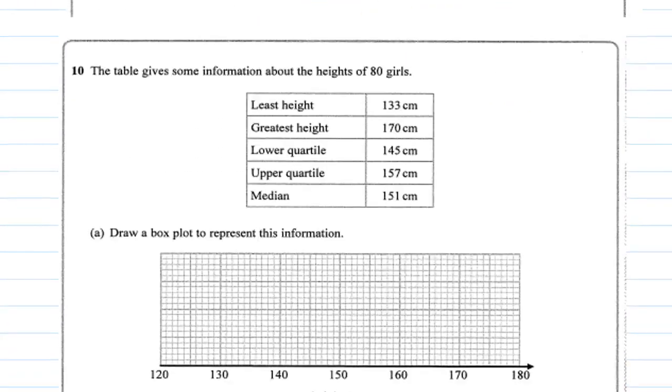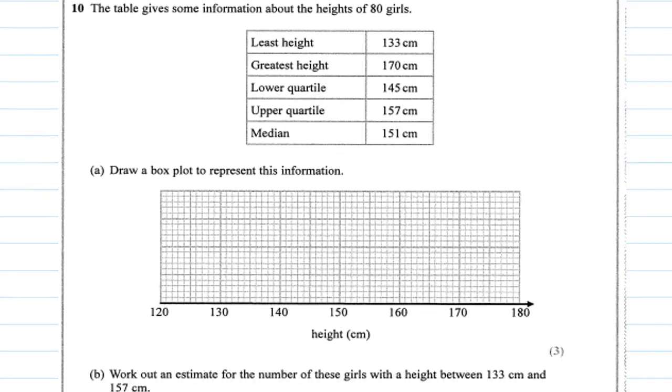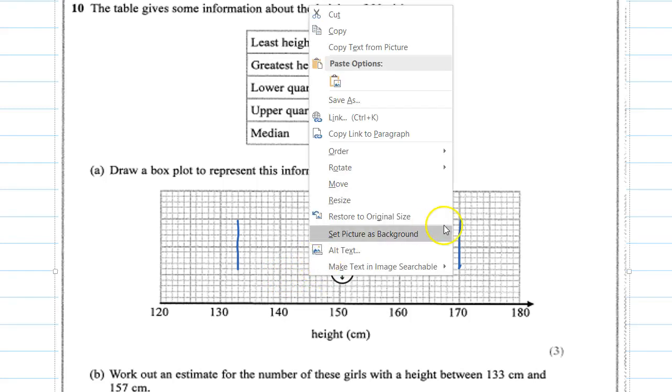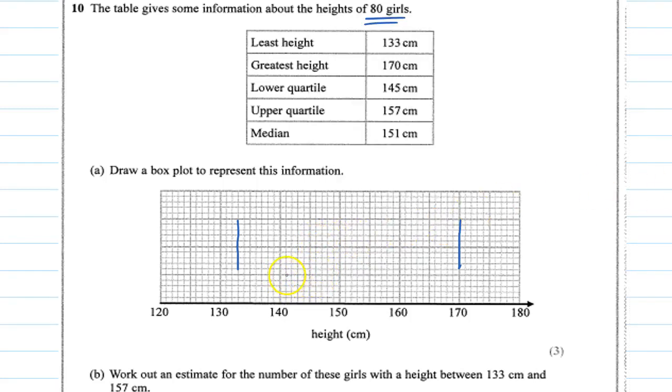Okay. So next question. If you see, the table gives the information about the height for 80 girls. So for 80 girls, lowest height is 133. So 130, 131, 132 and 133. So this will be 133, right? Now greatest height is 170, so this is our greatest height, 170. Now lower quartile is 145, so this is 140, 141, 142, 143, 144 and 145. So this will be 145.